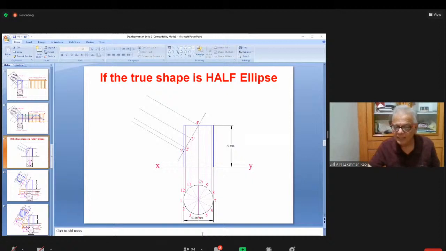What is the sectioned portion? Correct: 10, 11, 12, 1, 2, 3, 4. This portion is the cut portion. This is not cut. Right. We'll proceed further.